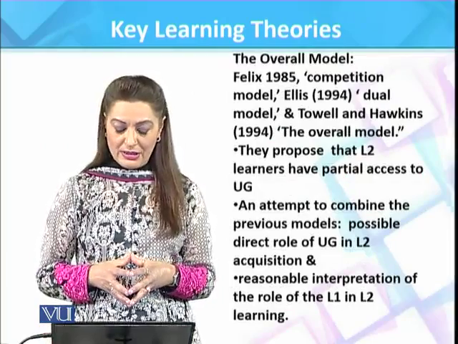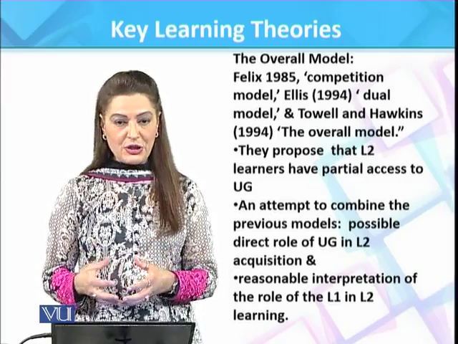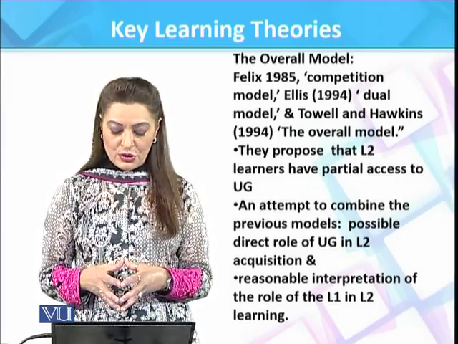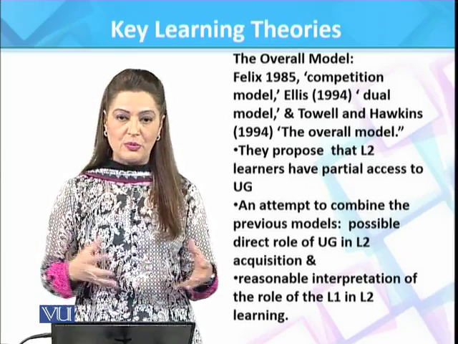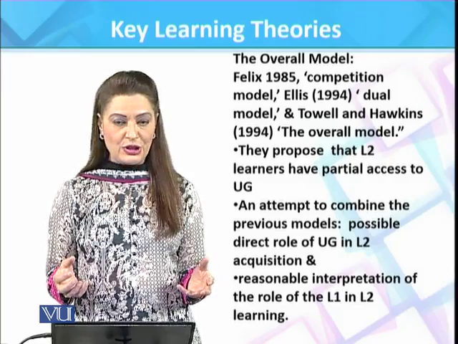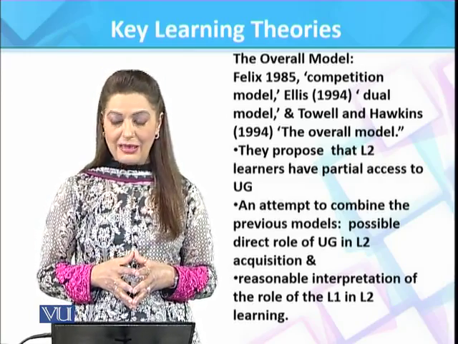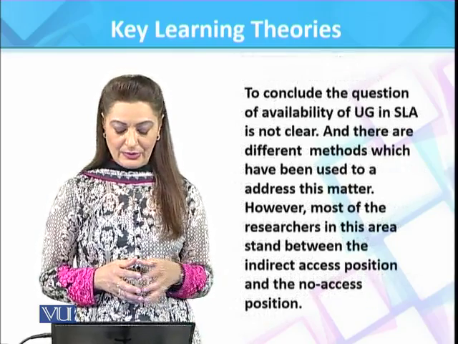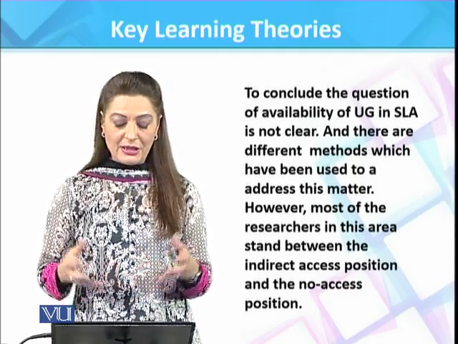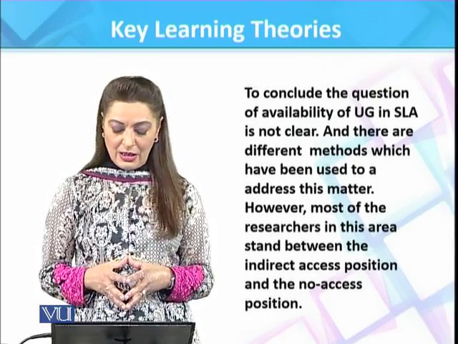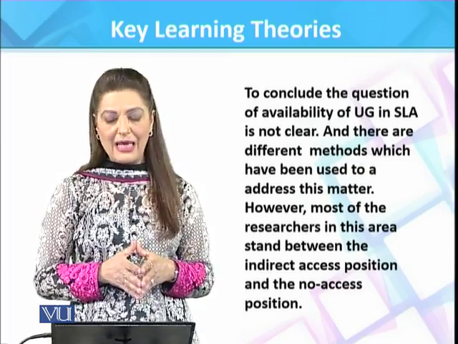There is another model afterwards, which is considered the overall model. A number of researchers have worked on it: Felix calls it the competition model, Ellis gave it the name dual model, and later Towell and Hawkins say that the overall model can be considered an attempt to combine the previous models, where you can have the direct role of UG in second language acquisition and a reasonable interpretation of the role of L1 in second language acquisition. To conclude, the question of the availability of universal grammar in SLA is not clear, and different methods have been used to address it. However, most researchers in this area stand between the indirect access position and the no access position.